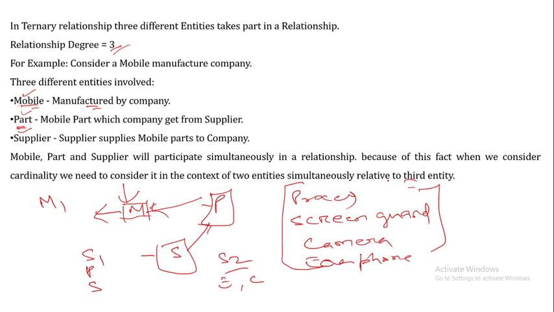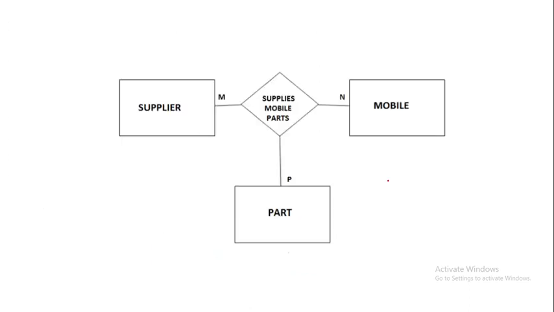Okay, so we are going to see the example. This is a supplier, this is a mobile and this is the part. What relationship exists? Supplier supplies parts to a particular mobile. So there exists a relationship between these three entity sets. What is the relationship? Supplier supplies different parts to a particular mobile.